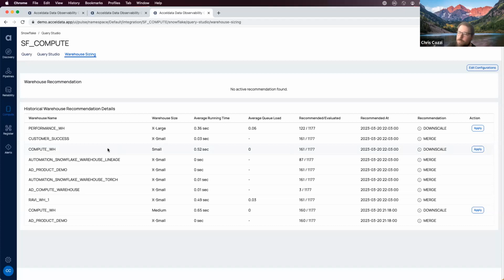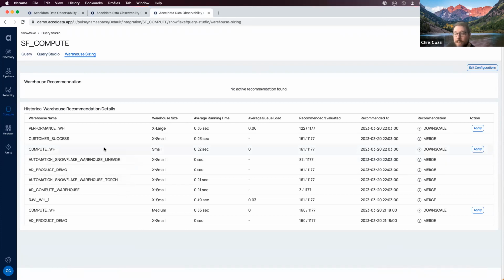This will work the other way as well. If we had any very high loads, we'd offer to upscale it. And then we have a light consolidation suggestion where there are a lot of warehouses out there that aren't being heavily utilized. You might look to consolidate them if you can.